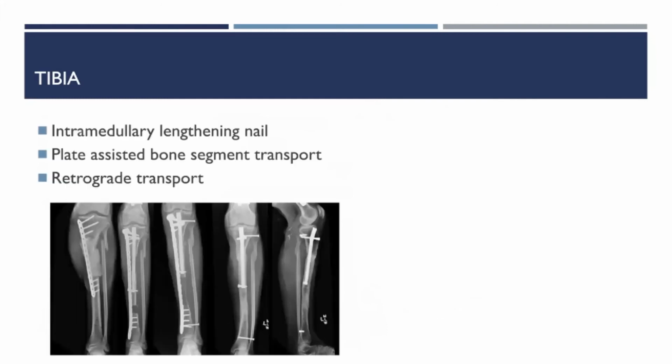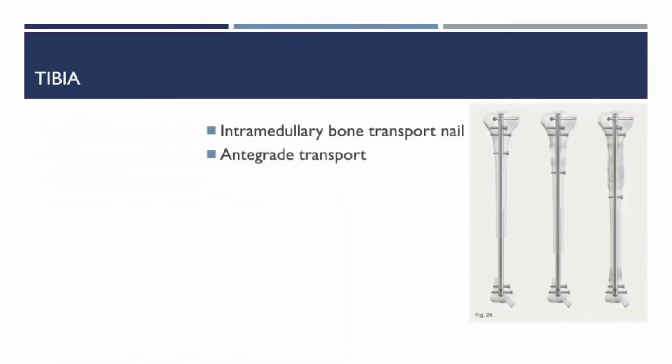Here is a complex tibia with metadiaphyseal bone loss stabilized with a plate, bone cement spacer. Then, once everything is stable and soft tissues are healed, transitioned over to a long plate and a PAPS technique, intramedullary lengthening nail, retrograde transport, healed and docked. And then the intramedullary bone transport nail, antegrade transport in the tibia. This is just a diagram illustrating the concepts.